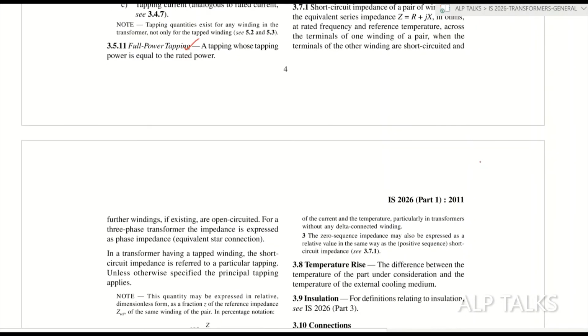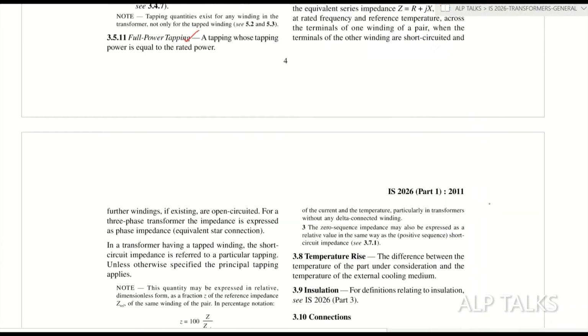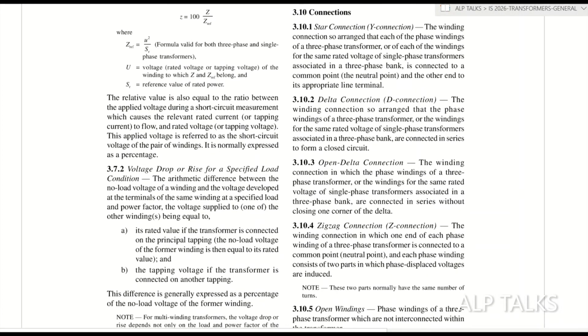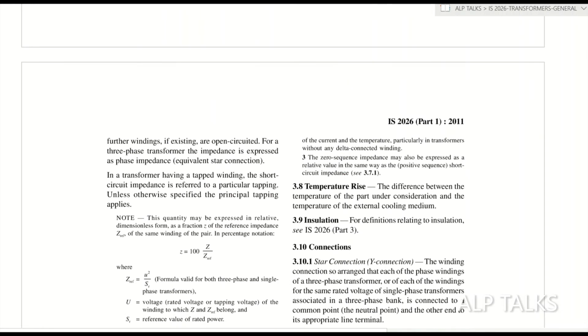Short circuit impedance: whatever impedance gets dropped in this winding, we will say some X, that is the leakage reactance. Here that is what we are discussing. Zero sequence impedance, temperature range.